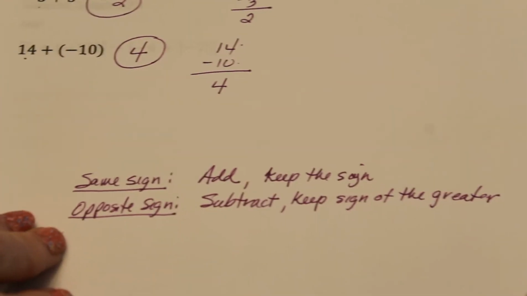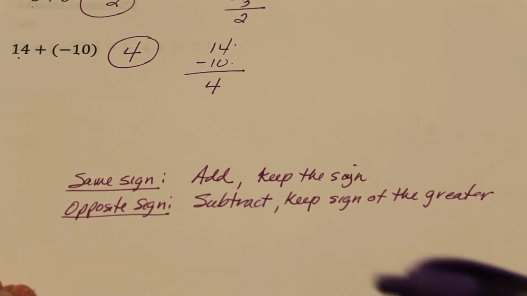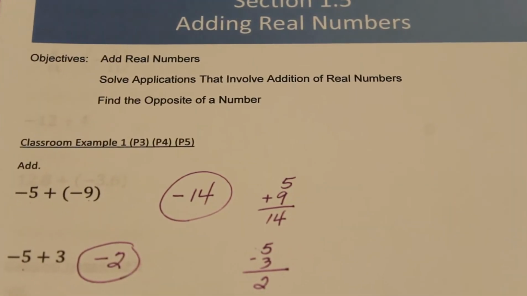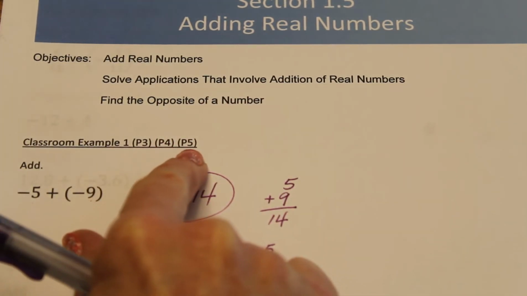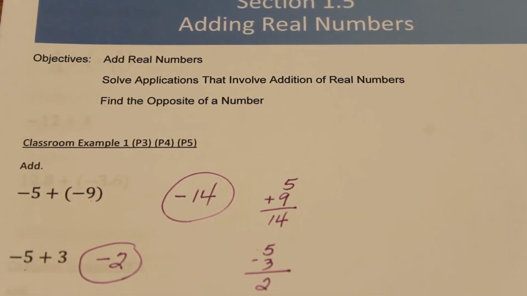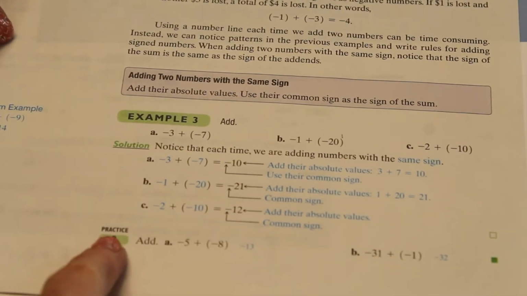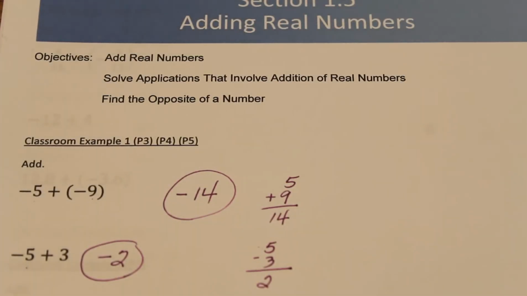So if you write this phrase down, it's also in your book, but this is kind of in a concise way. Same signs, add and keep the sign. If the two numbers have opposite signs, you subtract and keep the sign of the greater. So now you're going to do practice 3, practice 4, and practice 5 yourself. I'll just point out here, practice 3. You can tell practice 3 because there's the little green box. So turn off the video and do practice 3, 4, and 5.